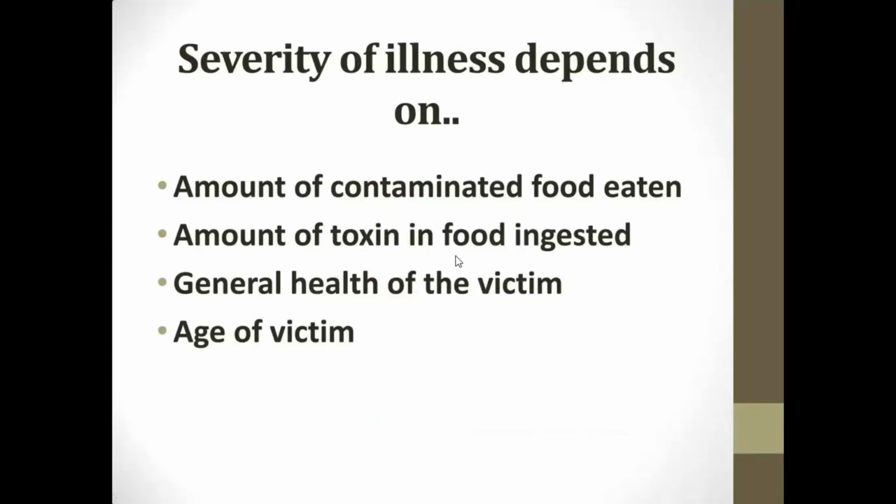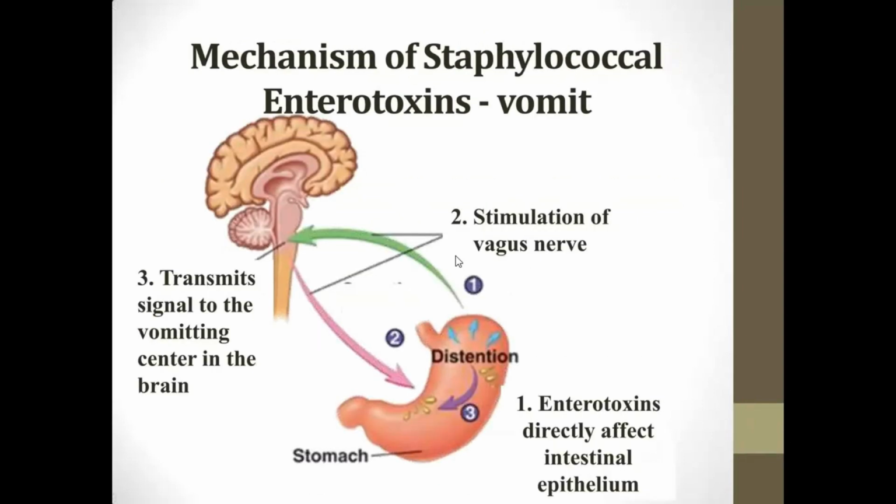Now, the severity of illness depends upon the amount of contaminated food that one has consumed. It also depends upon how much toxin was present in the food that the person has ingested. Then the general health of the person is also responsible. If the immunity of the person is good, he or she will be able to resist it, but if the immunity is low, then he will be more prone to this intoxication. The age of the victim is also important as far as severity of illness is concerned.